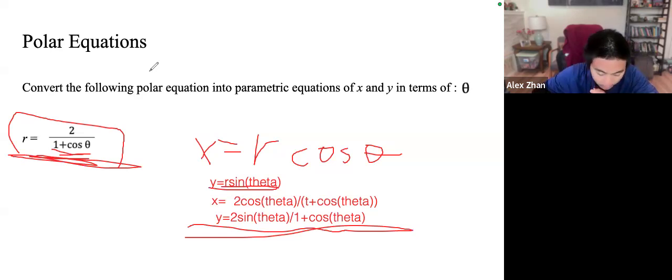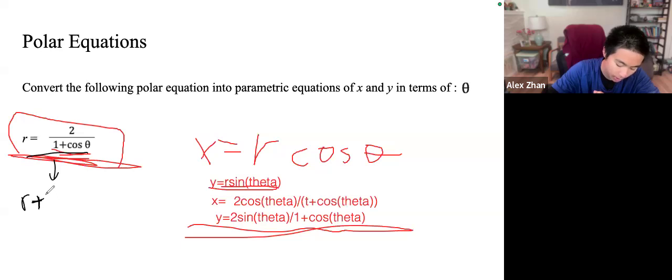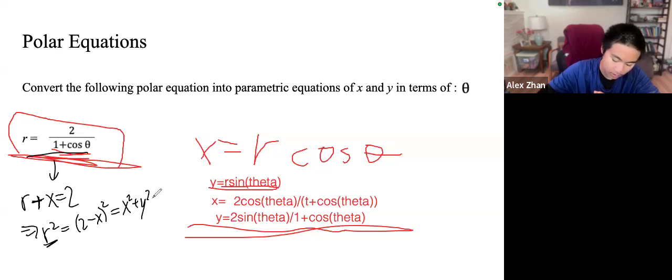If you want to find the relationship between x and y, we already went over that last class. To get that, what you would do instead is r plus r cosine theta, which is r plus x, equals 2. Then r squared is equal to (2 minus x) squared. But r squared is, remember, equal to x squared plus y squared. So that's what you would do if you want to get the equation of x and y.